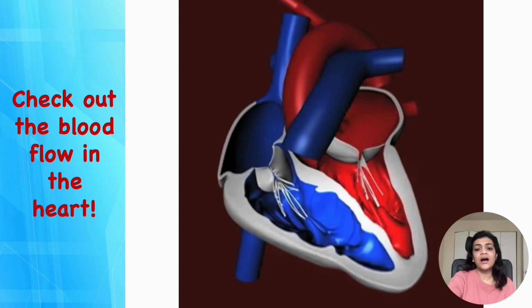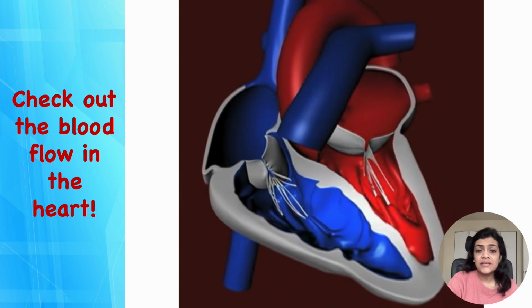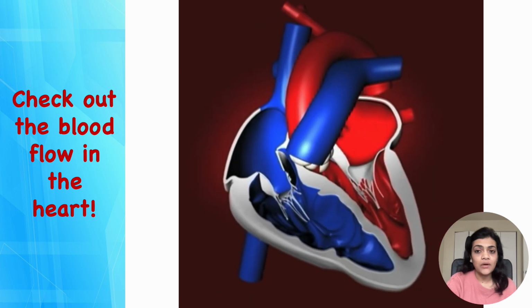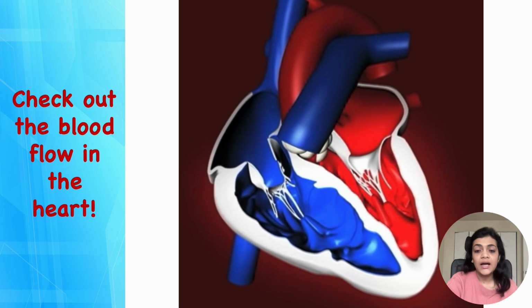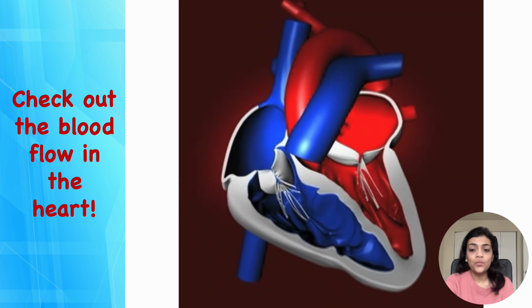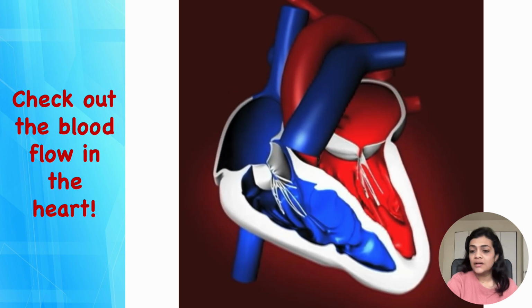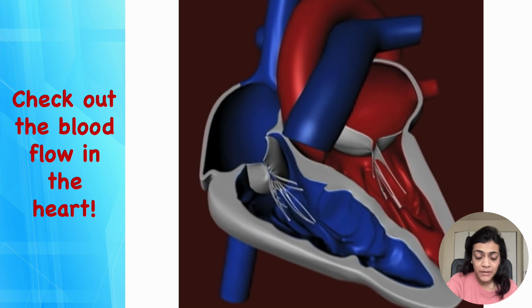Now let's check out how it looks in real motion. So this is a 3D animated video to understand how all the components work in unison to facilitate the flow of blood. Now you can see that the valves of the heart and the walls of the heart are working synchronously to allow efficient pumping of the blood.